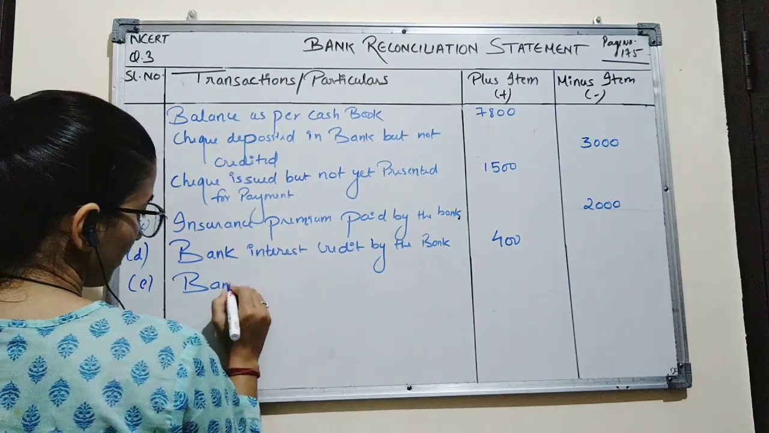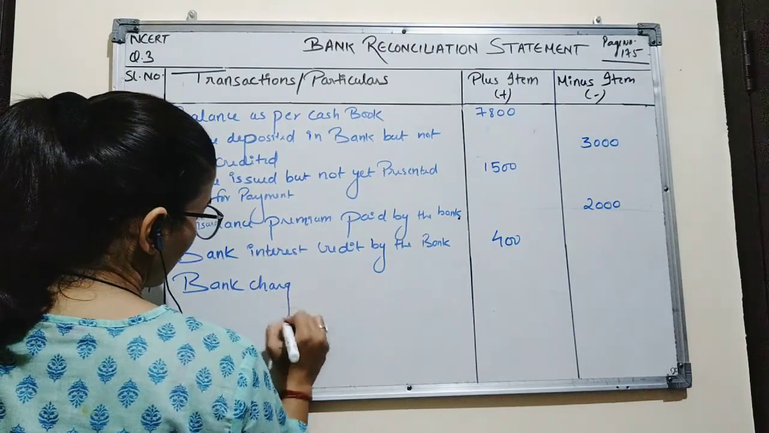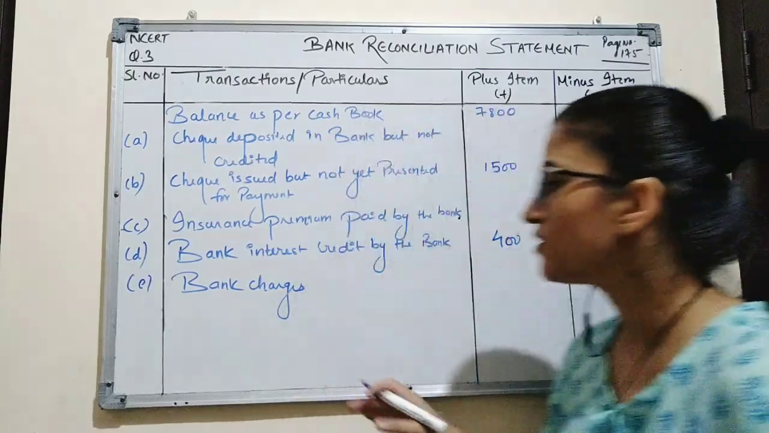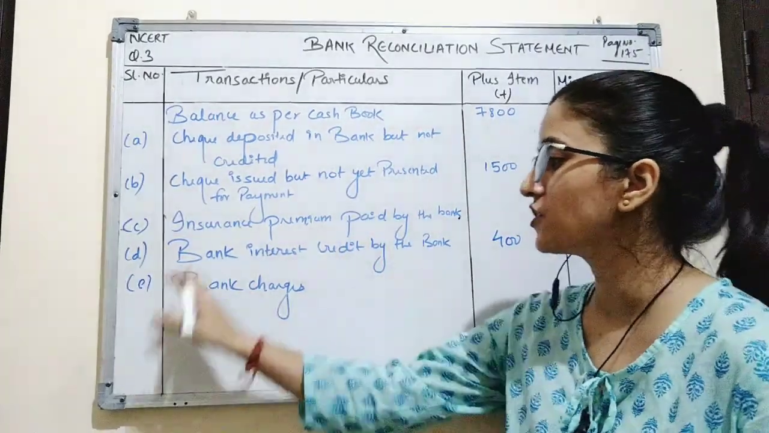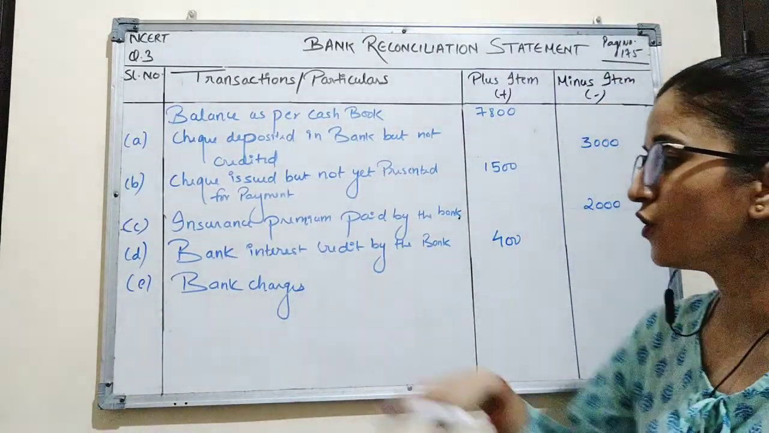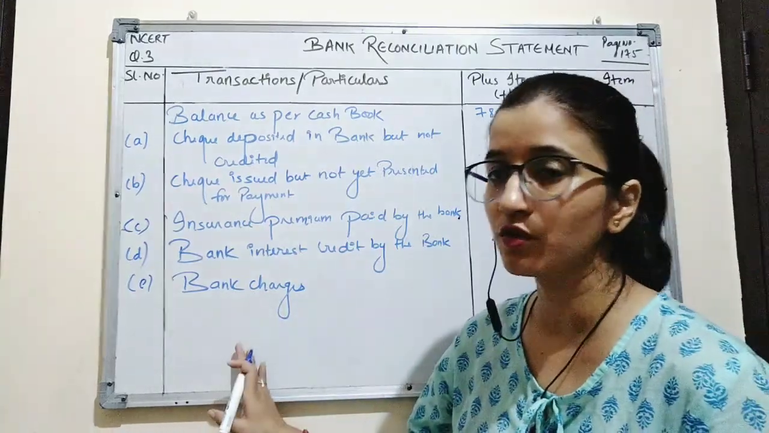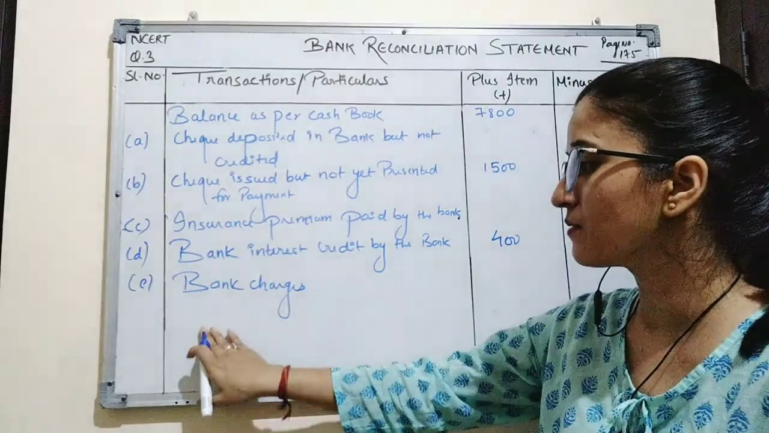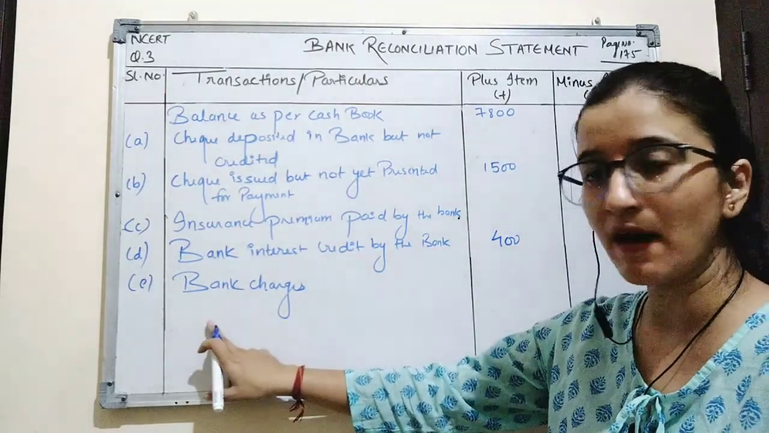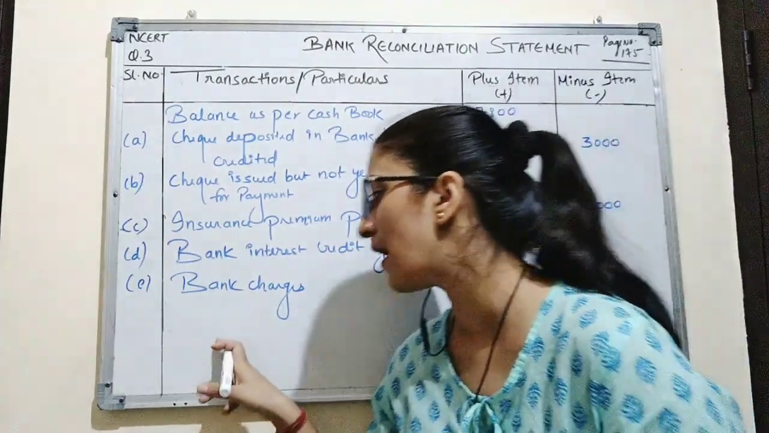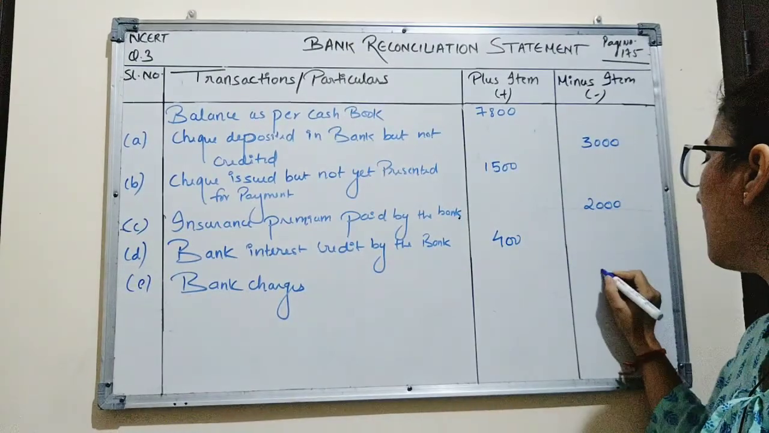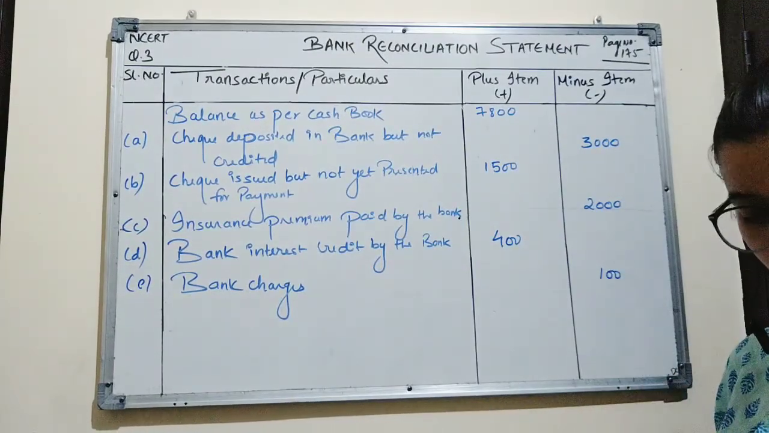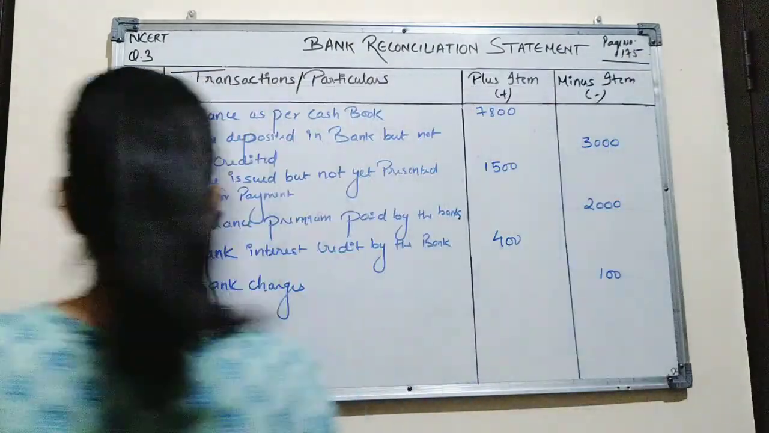Now next transaction is bank charges. So in this transaction, the bank has charged interest to the customer. So this charge has not reached the customer or the businessman yet. So the businessman's cash book will show an increased balance only. To reconcile this balance, we will show this balance on minus item.